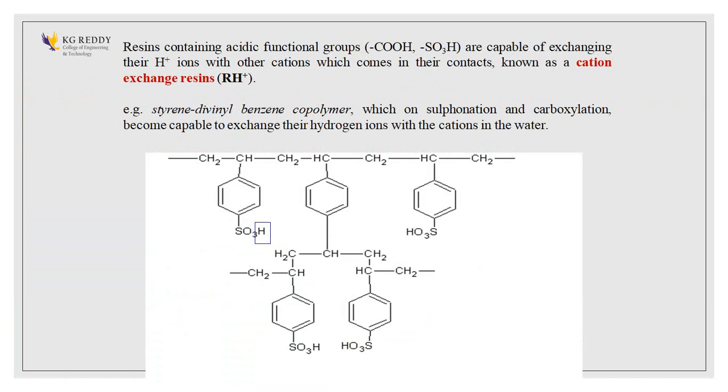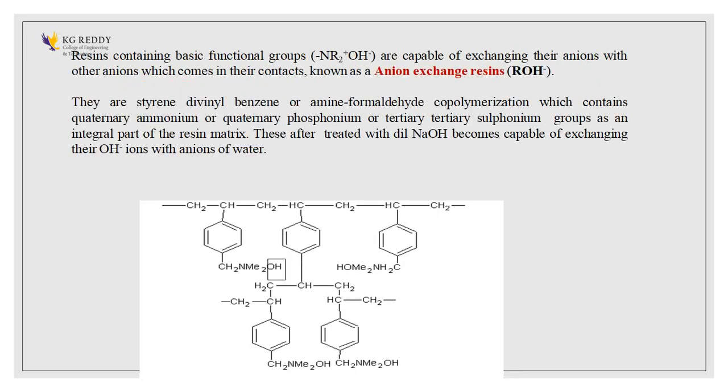These resins contain acid functional groups like COOH, carboxylic group, and SO3H, which are capable of exchanging H+ ions with other cations which come in their contact. It is known as cation exchange resin. It can be represented by RH+. If you see the examples, styrene divinyl benzene copolymer. Through sulfonation and carboxylation, it becomes capable of exchanging the hydrogen ions with the cations in the water. It is shown in the diagram, right?